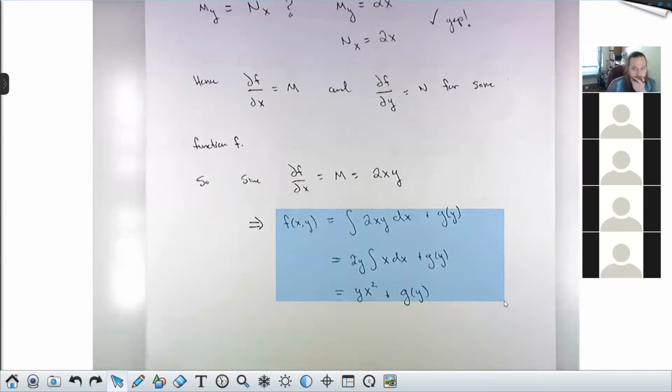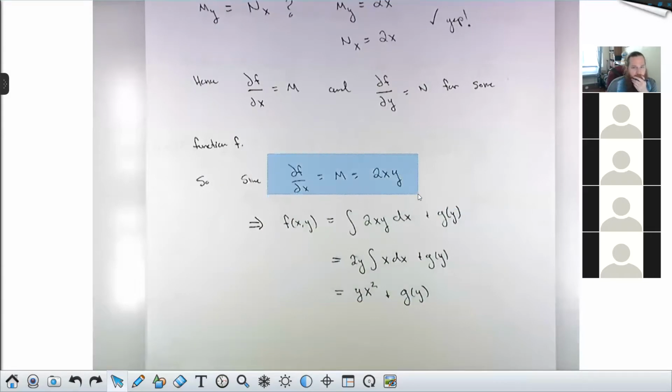Do we understand what's going on up to here? Yes. All right. So now we've gotten everything we can possibly get out of this condition. I know that I'm looking for a function f whose first partial with respect to x is 2xy. All of the functions like that are of this form. If I want to identify my particular function, I need to figure out this g. And the only way I can get any more information out of my differential equation is by using this condition.